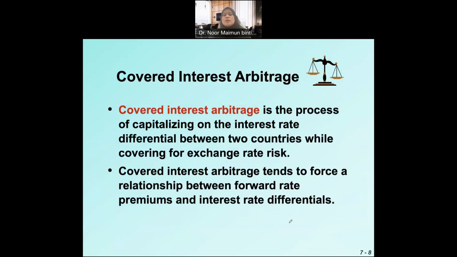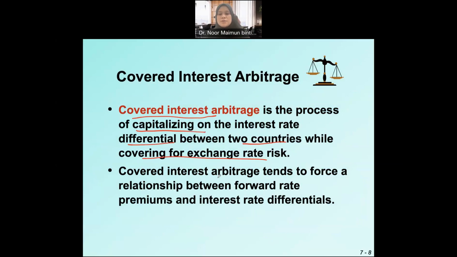Okay, and the next one is covered interest arbitrage. Covered interest arbitrage happens when you have the forward and spot rate, and then you also have the interest rate difference. Covered interest rate arbitrage is the process of capitalizing on the interest rate differential between two countries while covering for exchange rate risk. Okay, you have two different interest rates. So that is when you will know whether you make profits or not.